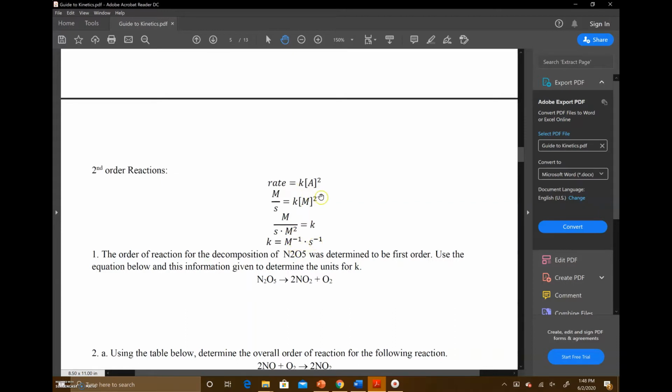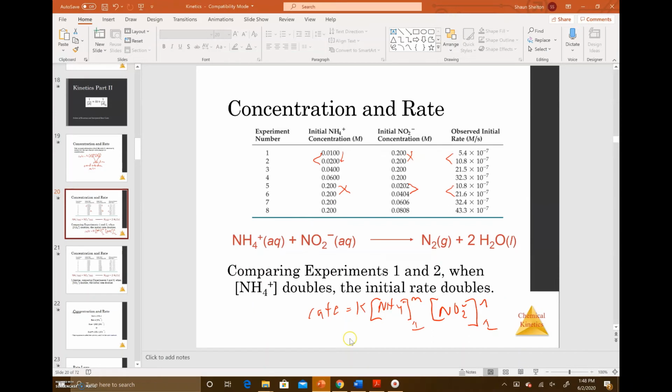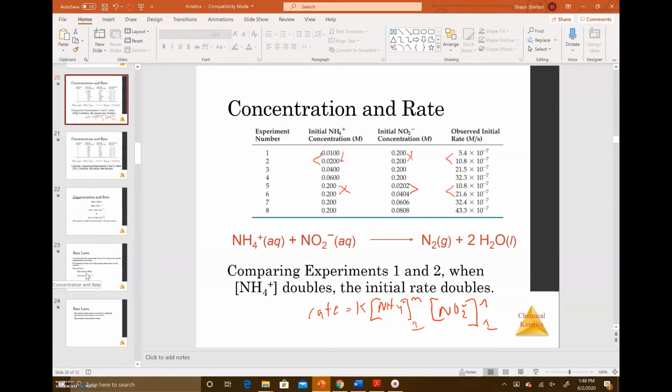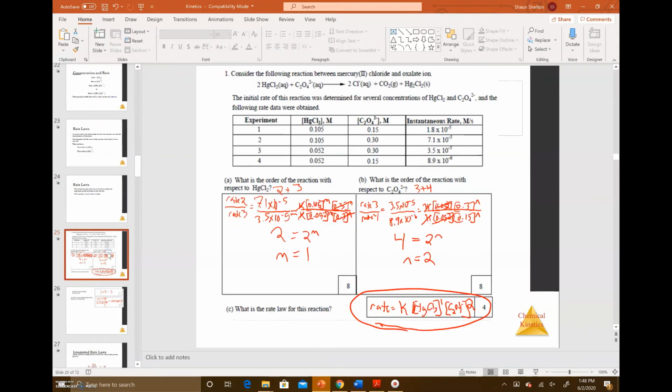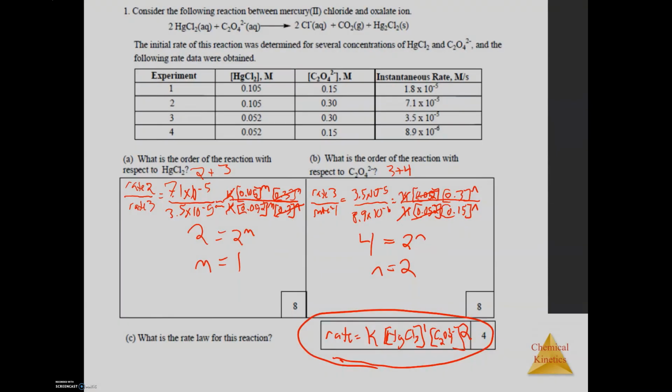And so the units are important. Just remember that the units of K are dependent on the overall order of the reaction. So we're going to look at another problem. I've already worked this problem out, and I want you, let me get this blown up here.